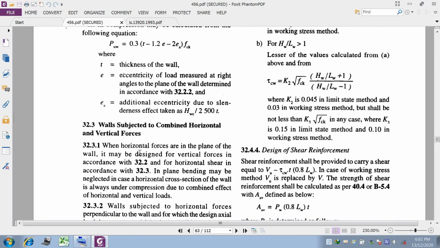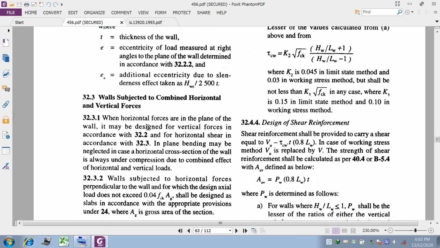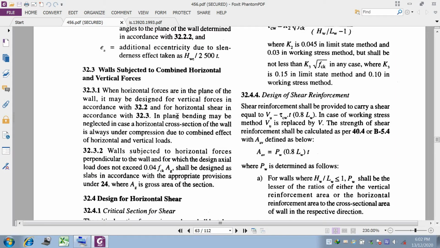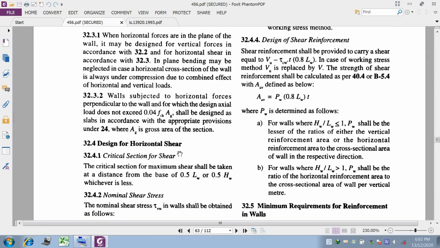Then if the wall is designed for the combined horizontal and vertical forces, what are the parameters? Let us see. The wall subjected to horizontal force perpendicular to the wall, or for which the design axial load does not exceed 0.04 times FCK AG, shall be designed as a slab in accordance with the appropriate provisions.